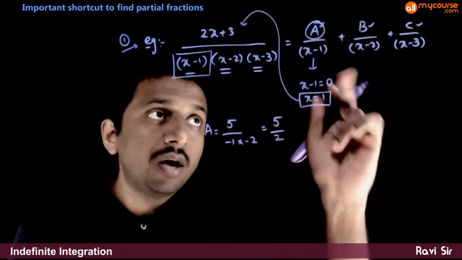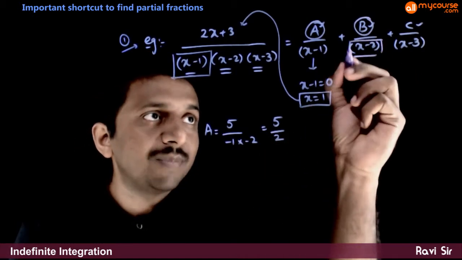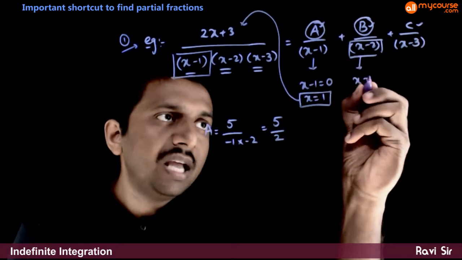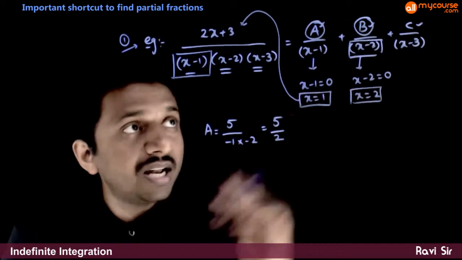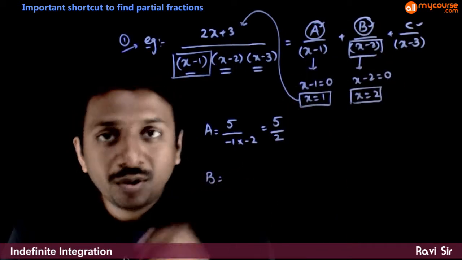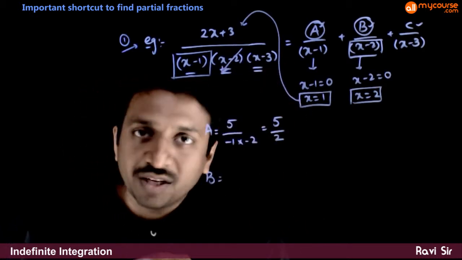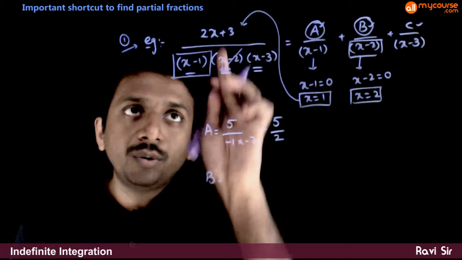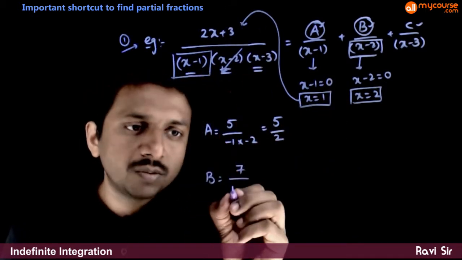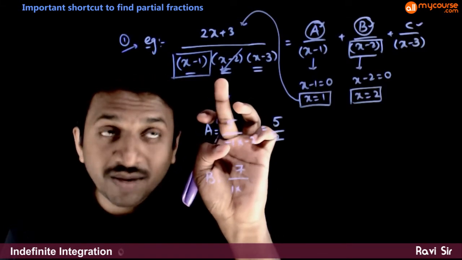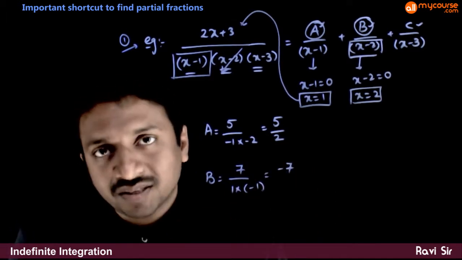Next, if you want to find the value of B, B is the numerator corresponding to x - 2. So if you equate x - 2 equal to 0, you get x is equal to 2. Now to find B, you have to put x is equal to 2 in this, neglecting the corresponding x - 2. So if you put x equal to 2, you get 2 into 2 plus 3, 7, divided by 2 - 1 is 1. You have to neglect this x - 2, and 2 - 3 is -1. So B will be equal to -7.